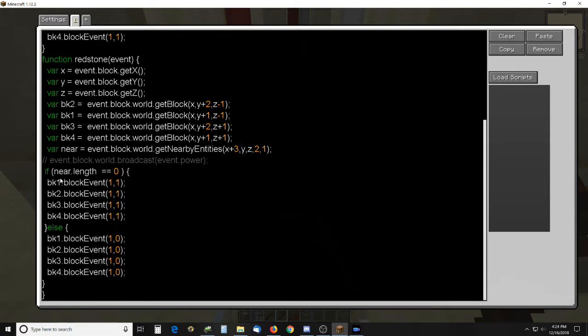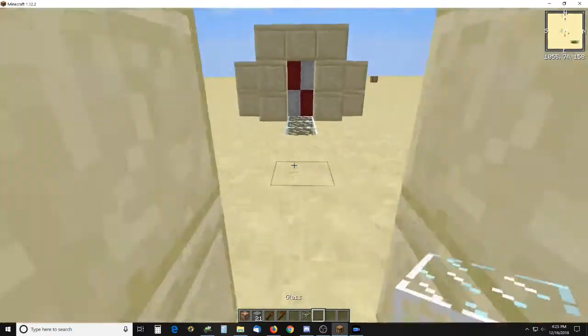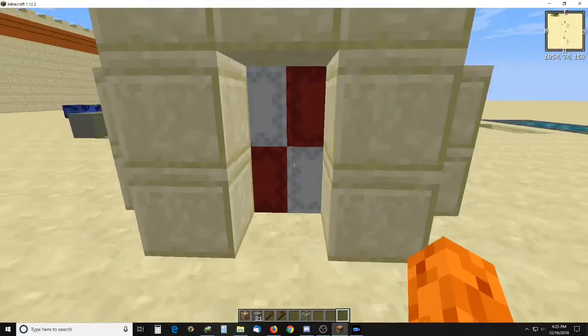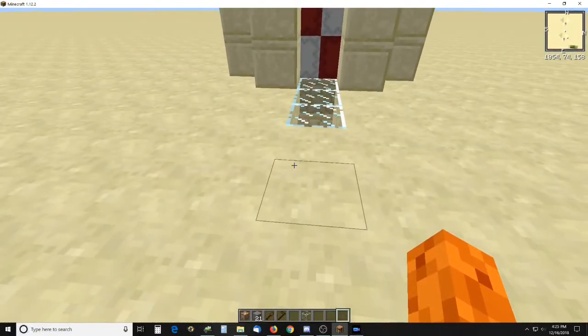So it changes it from 1-1 to 1-0, and that basically opens and closes it. So that's all there is to that. And I can't get in that side because the block is not activated. So this one is similar.